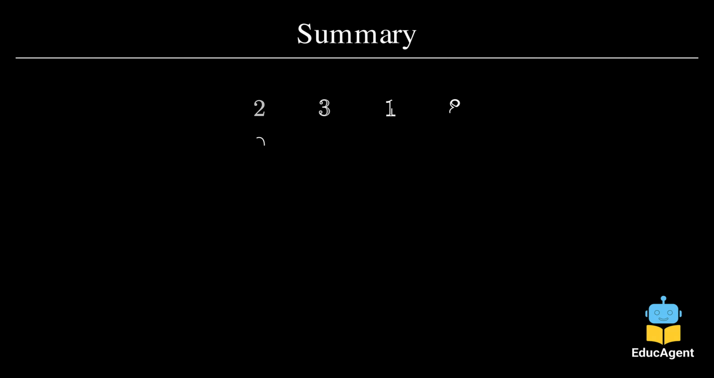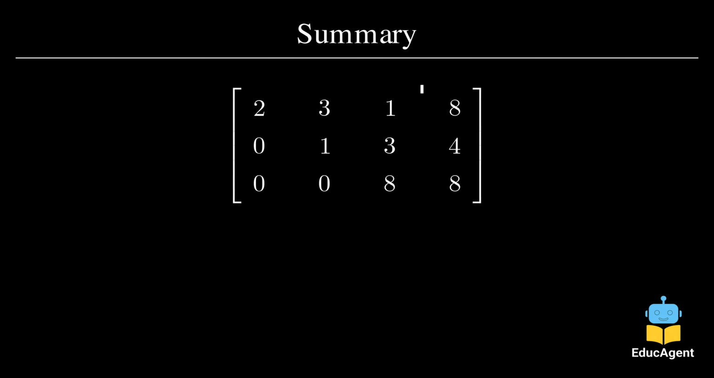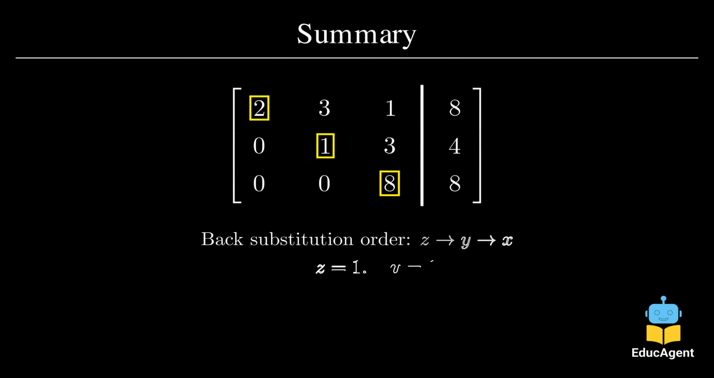2 elimination moves produced an upper triangular matrix, and the circled pivots show the staircase of leading entries. Triangular form makes solving fast, bottom to top, 1 variable at a time.